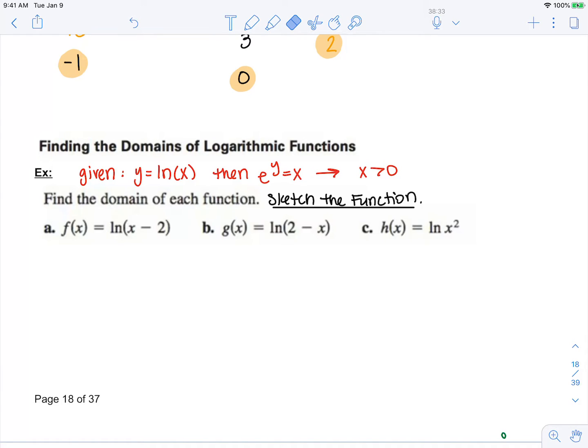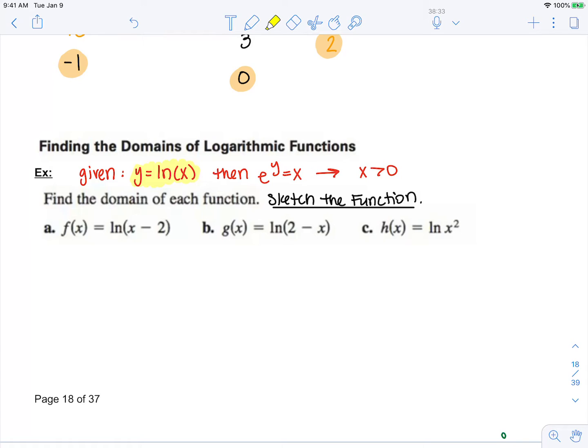Now let's practice finding the domains of any log function. In these three examples below, they are natural logs, but finding the domain works for any log of any base in the way I'm going to show you in this video. If you're given a log function, for example, y equals natural log of x, remember that we can always rewrite that log equation in exponential form.